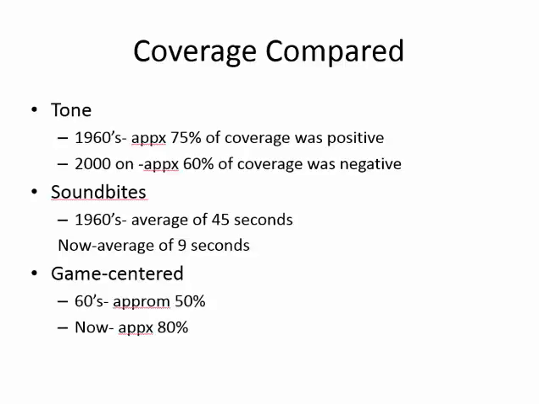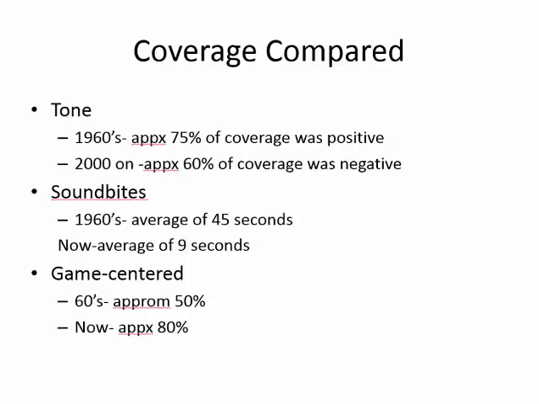In the 1960s, about 75% of the coverage was considered positive. However, by 2000 on, about 60% of the coverage was negative. If you look on the Gallup website at whether people trust government, there might be a direct correlation between people's trust of government and the constant focus on who's a crook or who's doing something illegal.